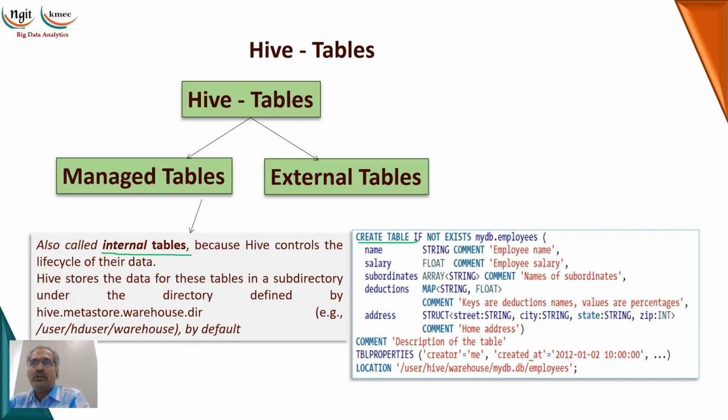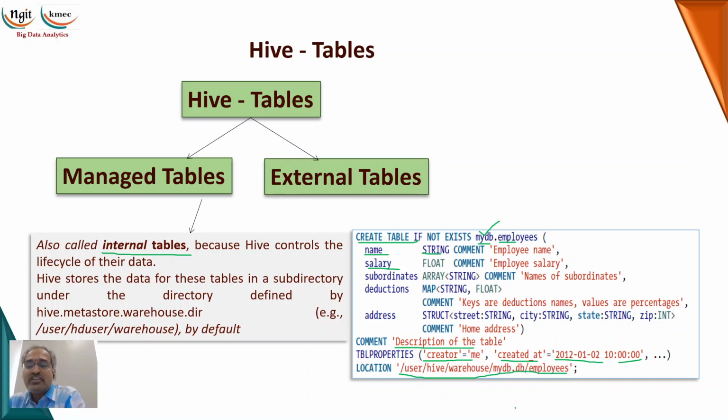So create table if not exists mydb.employees. See here, I am mentioning clearly in which database I want to create. Name string, and then I can give the comments: salary float, subordinates, and so on. And then table properties. If you want, you can mention the table properties also, like when it was created. And location, where the data is available, you can mention that as the location.